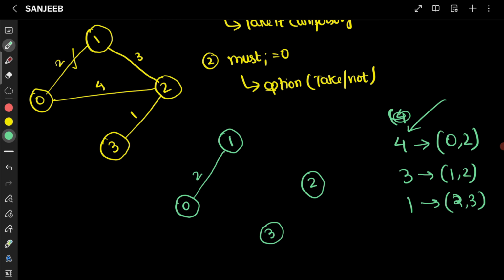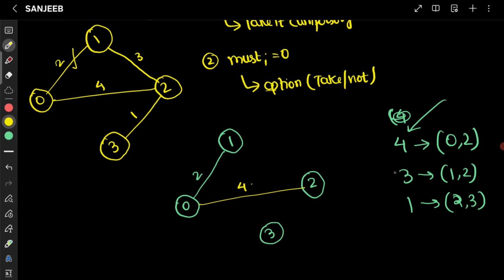I'll see whether I can take this edge. How can you tell whether to take an edge or not? If connecting it doesn't form a cycle, meaning the two nodes don't belong to the same component. Right now these are different components of the graph, so we can connect them. 0 and 2 are two separate components, and if I connect them it's not an issue for us. So I will take this.